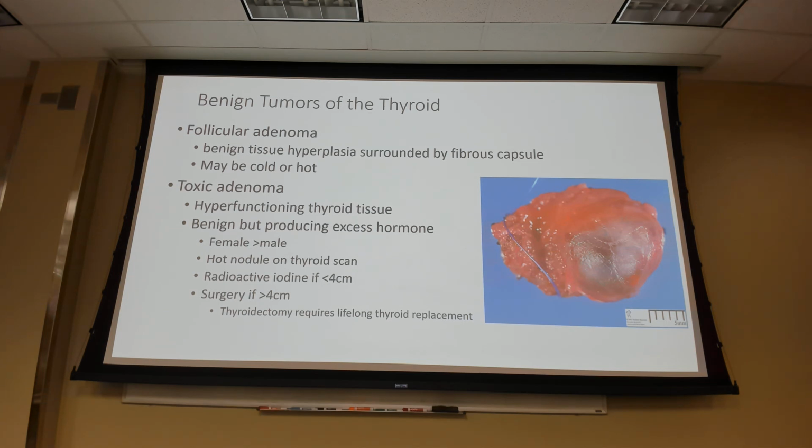And then toxic adenoma is when we have hyperfunctioning thyroid tissue. This is going to be our abnormal TSH studies. Typically, we see it more commonly in females when they have this toxic adenoma. They'll have a hot nodule on the thyroid scan. We'll give the radioactive iodine for treatment if it's less than 4 centimeters. If it's over 4 centimeters, we're more concerned with compressive symptoms or malignancy, so we'll remove it at that point.